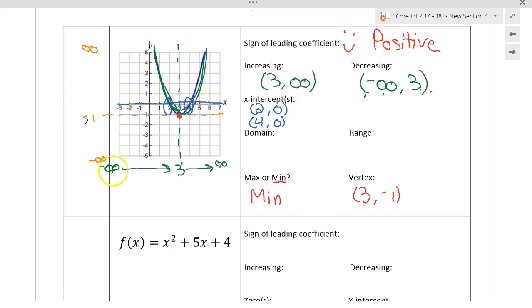Our domain, again, our domain is across as well. I'm going from negative infinity to 3. If I look at this part of my graph, it is between these lines. So my domain goes from negative infinity to infinity.